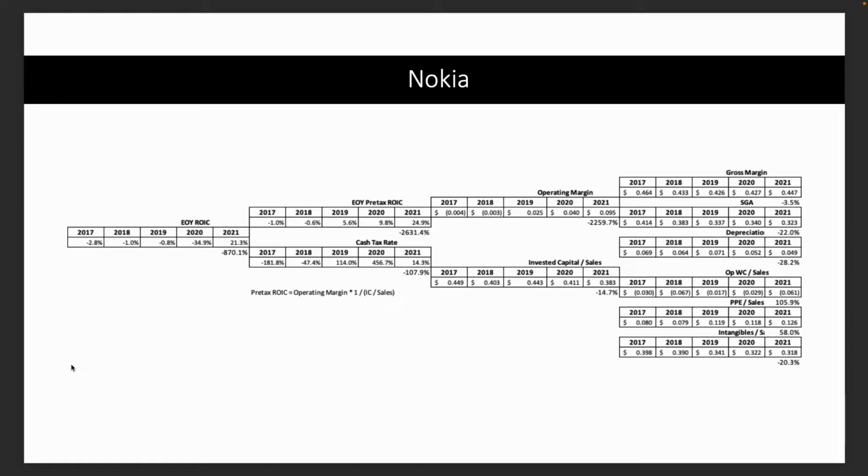Now, looking at productivity, we can see there was a change in Nokia's productivity on their balance sheet. In 2017, they were spending about 45 cents, 0.449, per dollar of sales in investment. By 2021, it fell to 38 cents per dollar of sales of invested capital. So they got more efficient. That also helped their pre-tax ROIC.